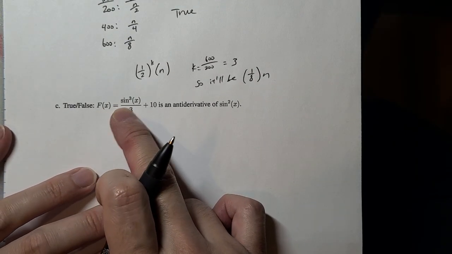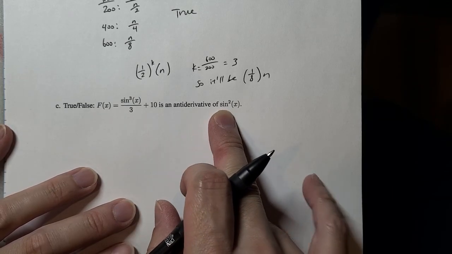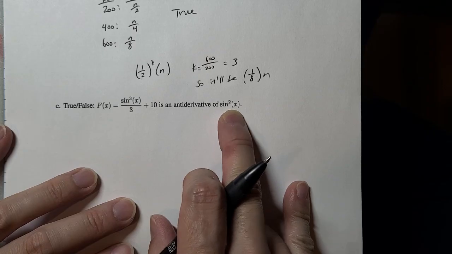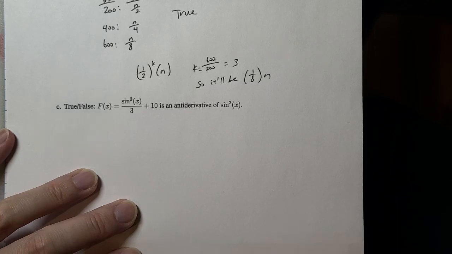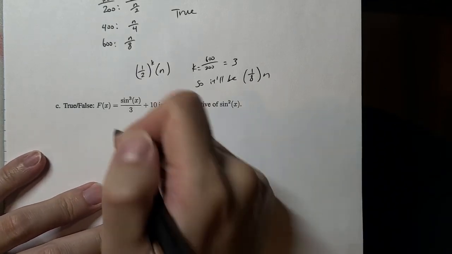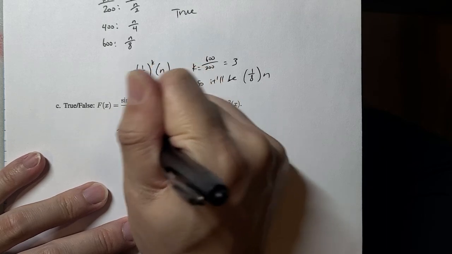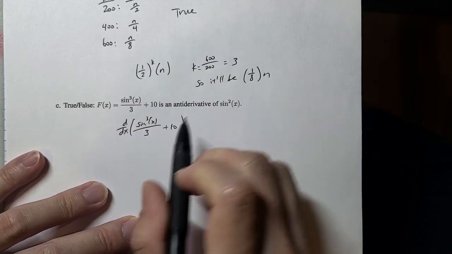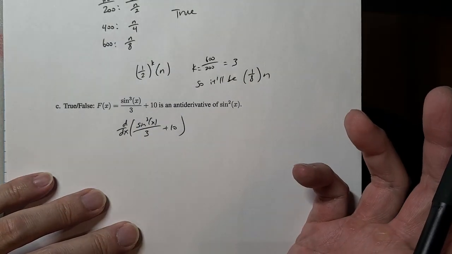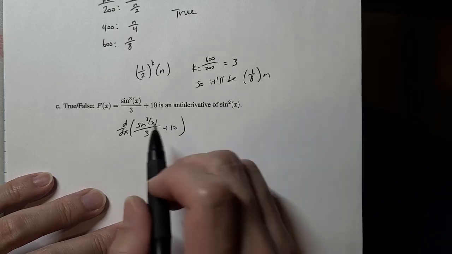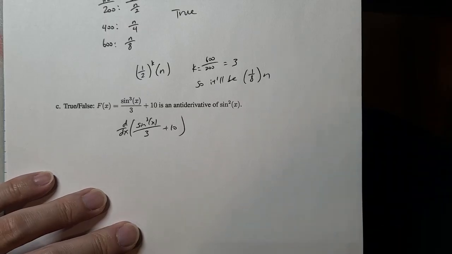Capital F of x is sine cubed x over 3 plus 10 is an antiderivative of sine squared x. This I can tell is false right away. Okay. How can we check? Well, if we differentiate an antiderivative, you should get back the original guy. So if we differentiate this, you should get back sine squared of x if it's true.